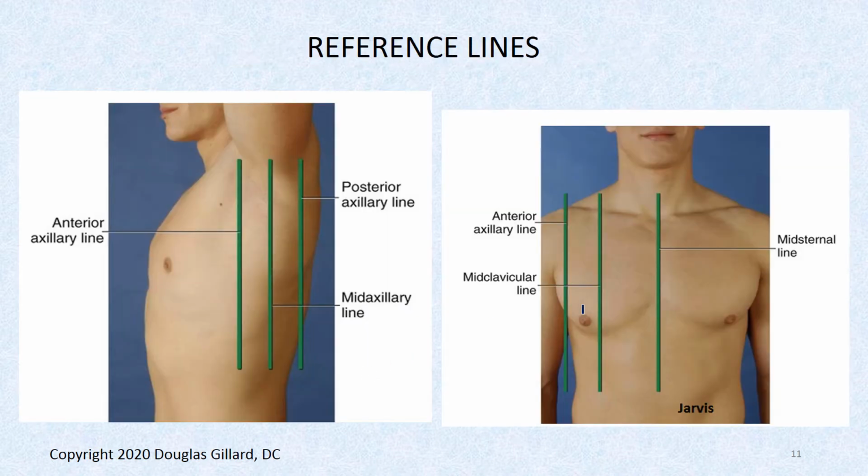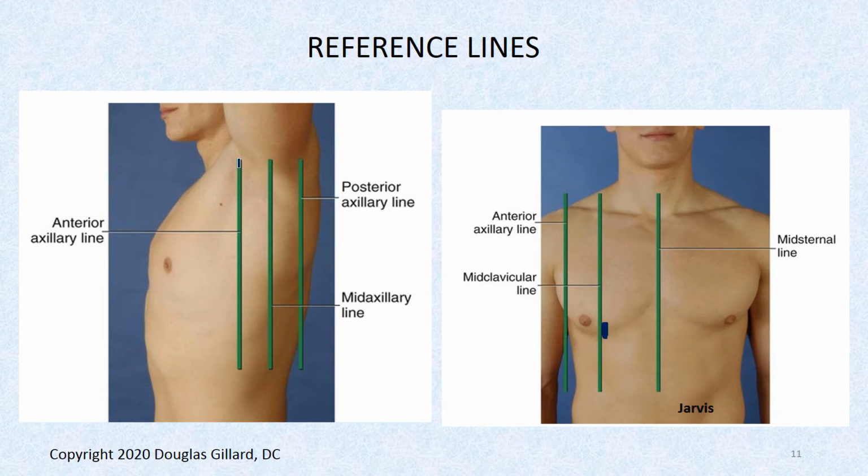Some reference lines, I think we know these. We definitely better know the midclavicular line. Remember, we said the fifth intercostal space is typically right just a little bit below the nipple and inside, although you're not supposed to use nipples because they can be anomalous. Mid-sternal line, we know. Anterior axillary line.